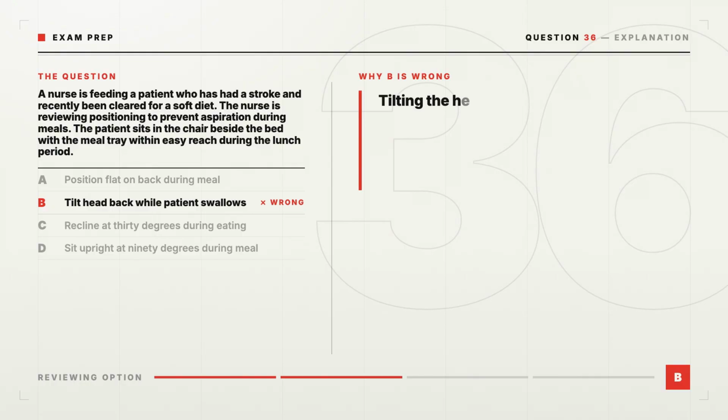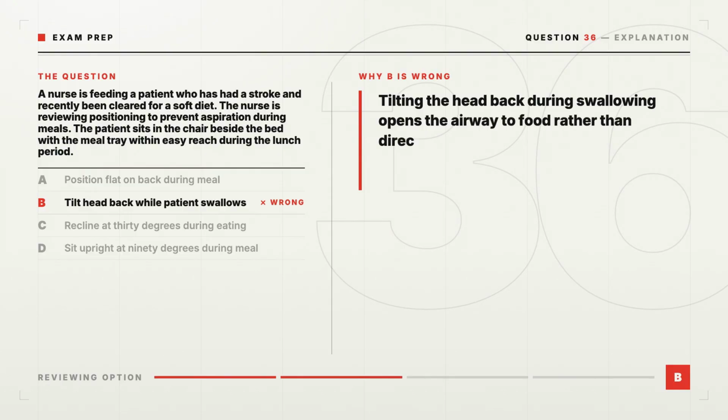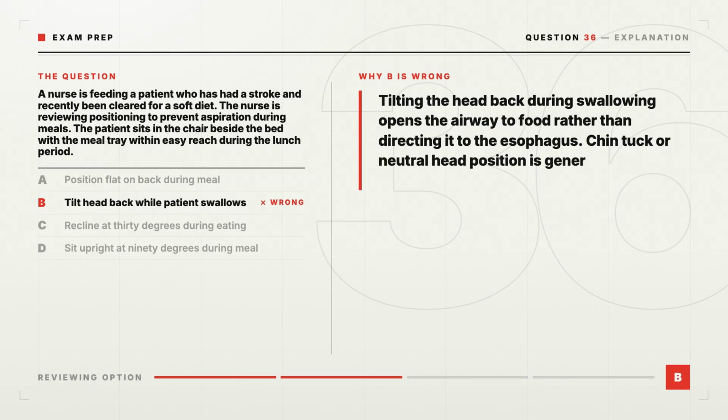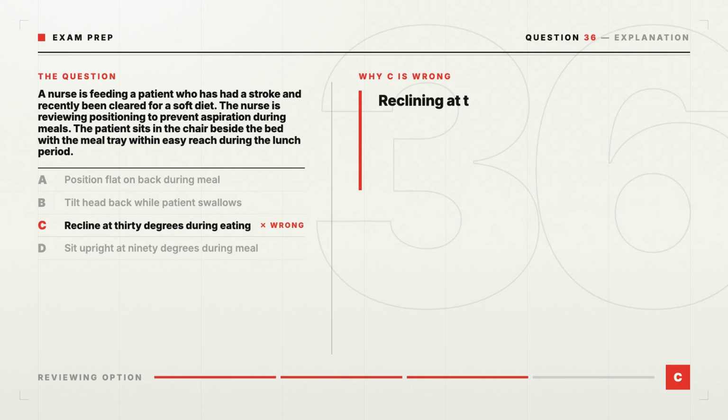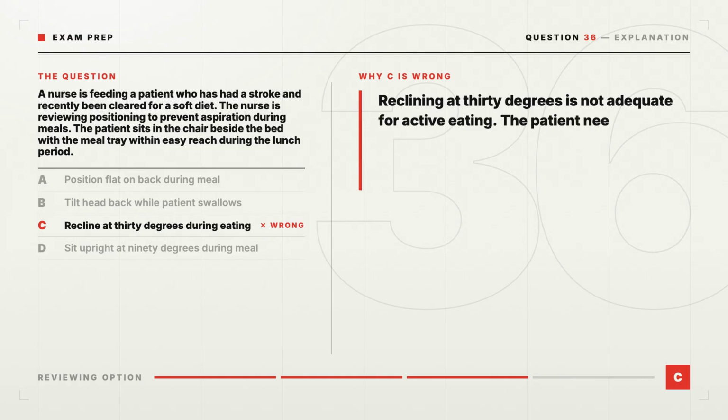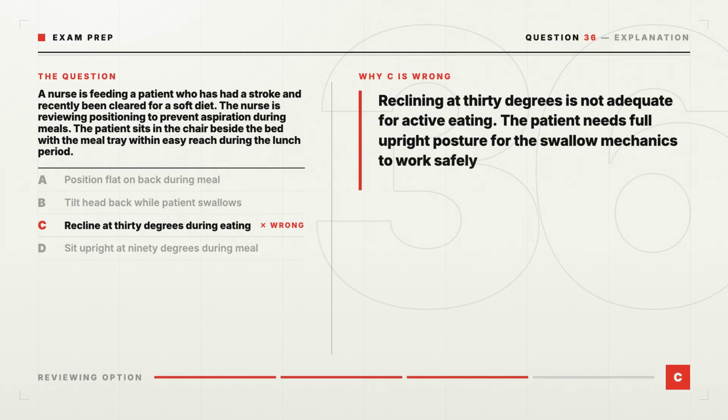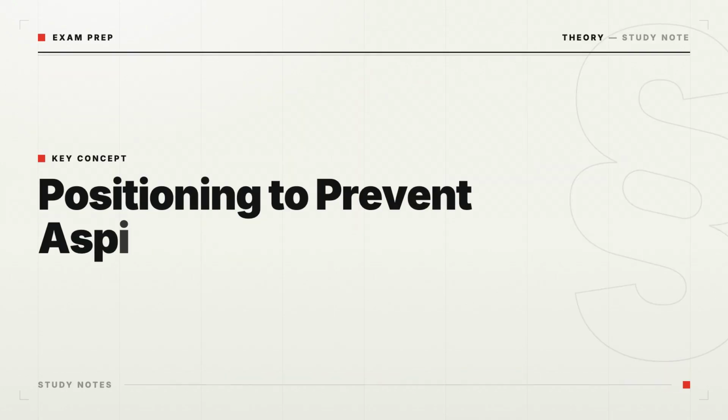B is wrong because tilting the head back during swallowing opens the airway to food rather than directing it to the esophagus. Chin tuck or neutral head position is generally preferred to protect the airway. C is wrong because reclining at 30 degrees is not adequate for active eating. The patient needs full upright posture for the swallow mechanics to work safely. Semi-recumbent angles increase the chance of aspiration.